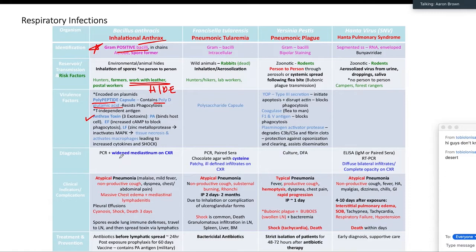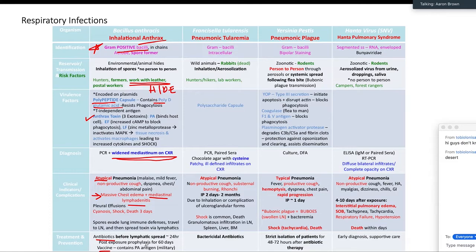On diagnosis, we see a widened mediastinum, because anthrax is going to the lymph nodes in the mediastinum and in the hila of the bronchi, progressing to hemorrhage. So look for this. It starts with atypical pneumonia. It's going to move to massive chest edema, mediastinal lymphadenitis, et cetera. We want to give antibiotics quick. And we do have a vaccine if you're in the military.